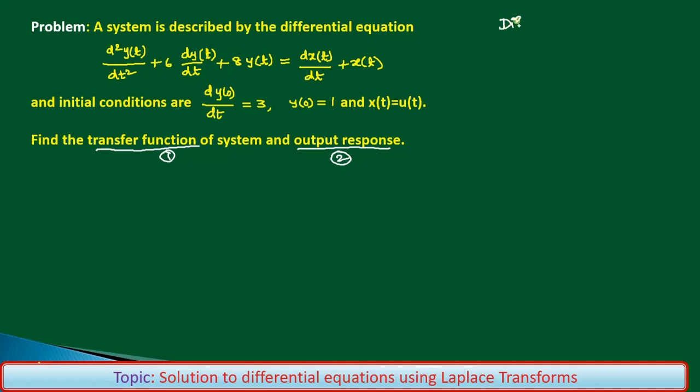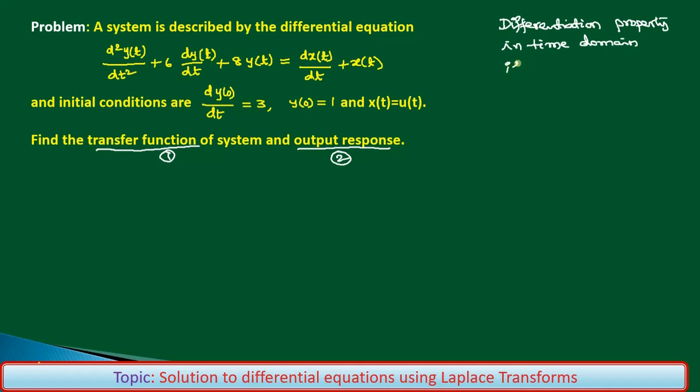Now we recall the differentiation property in time domain. It is already explained and the video is also uploaded. So if you want more information about the differentiation property in time domain, please watch the video which was uploaded.